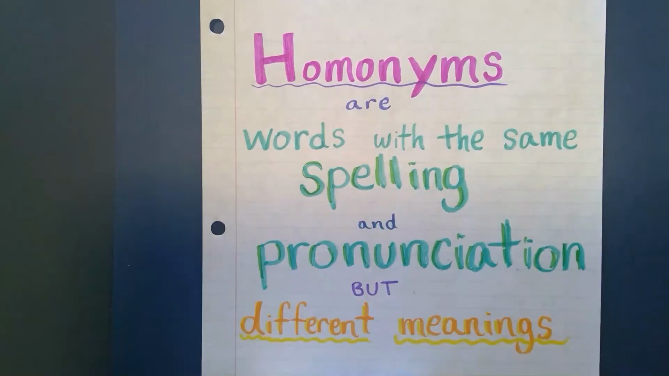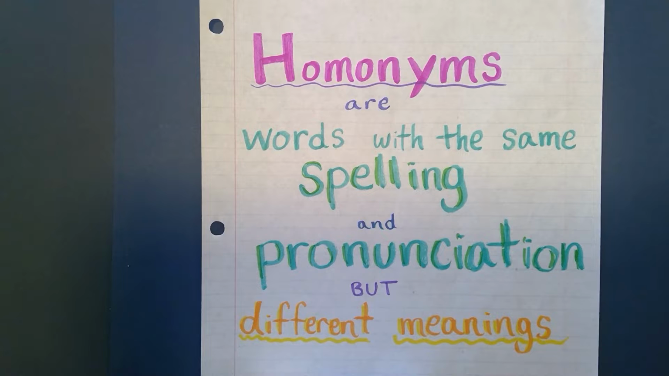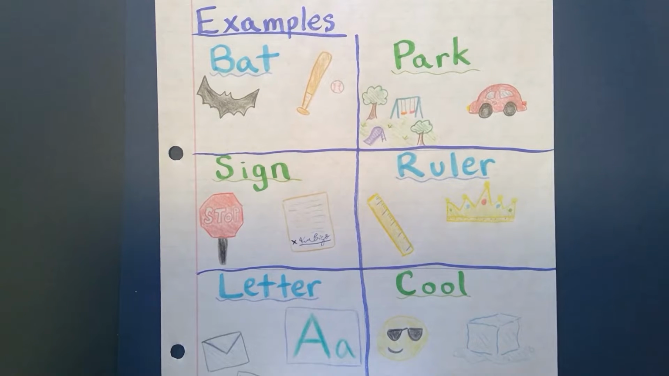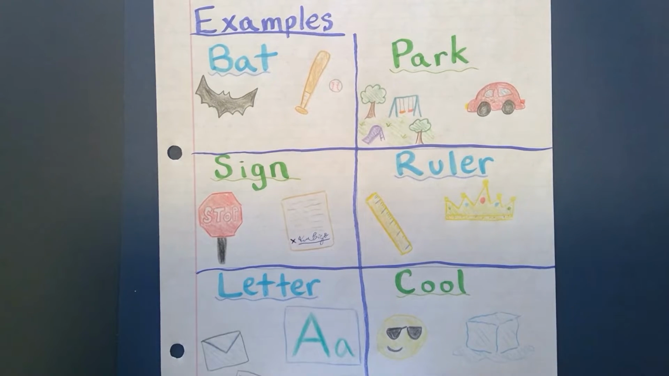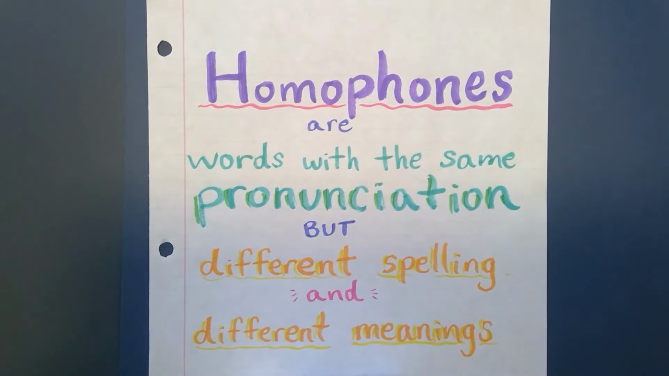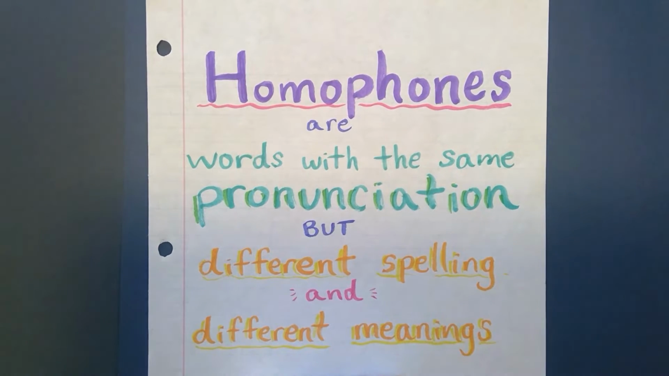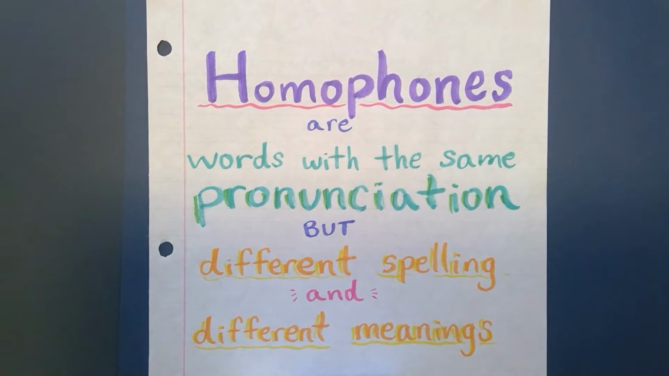Today's topic is homophones. Last time we learned about homonyms, which are words with the same spelling and pronunciation but different meanings. One example would be a bat like the animal and a bat like a baseball bat. They are spelled the same and sound the same, but they mean different things. Today we're going to talk about homophones. Homophones are words with the same pronunciation but different spelling and different meanings.